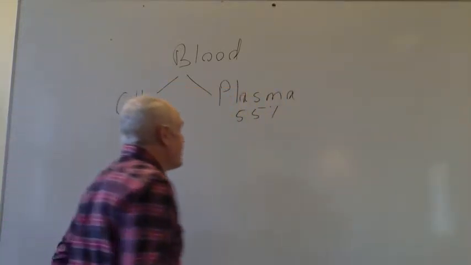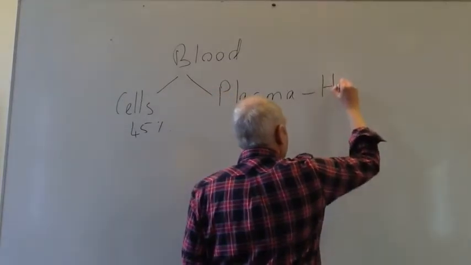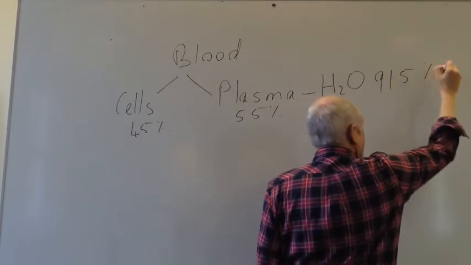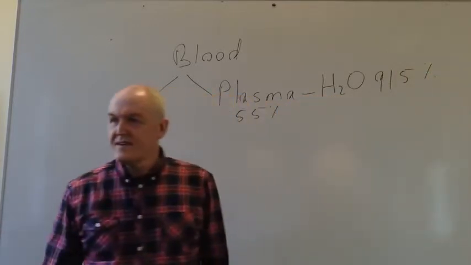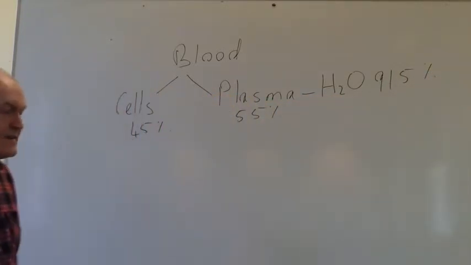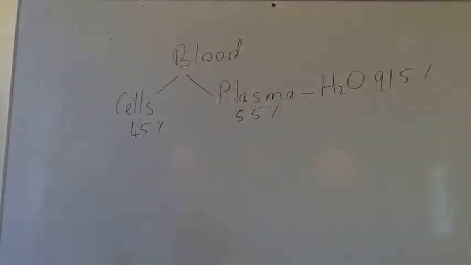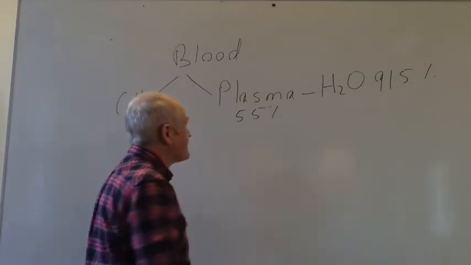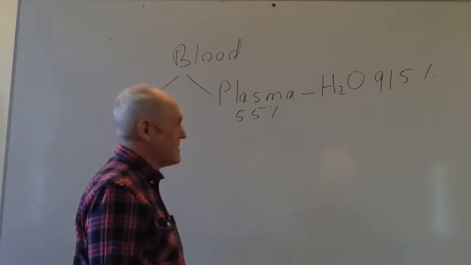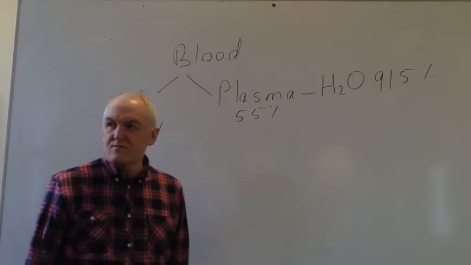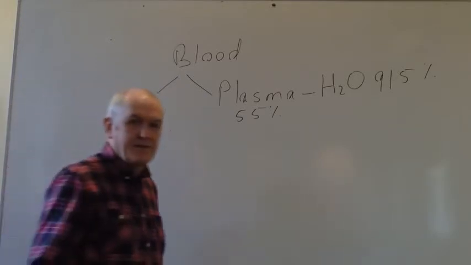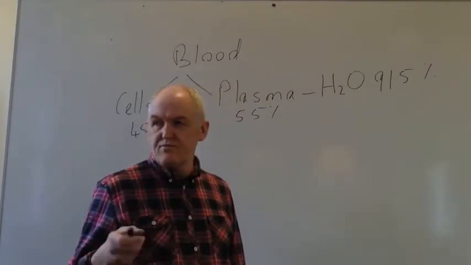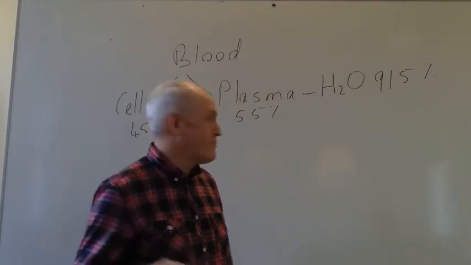And the plasma is mostly made up of water. Apparently it's about 91.5% water. So the water in the intravascular compartment is in the plasma. Now remember when we looked at blood, we learnt about the osmotic pressure in blood and things like that. What was it that generated the osmotic pressure in the blood primarily? It was the proteins, wasn't it?